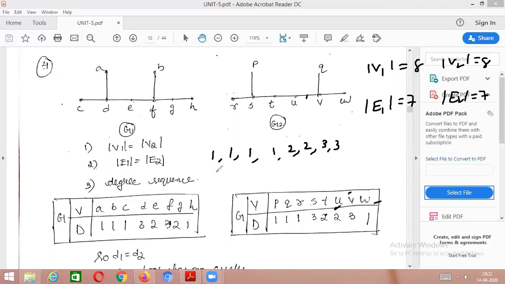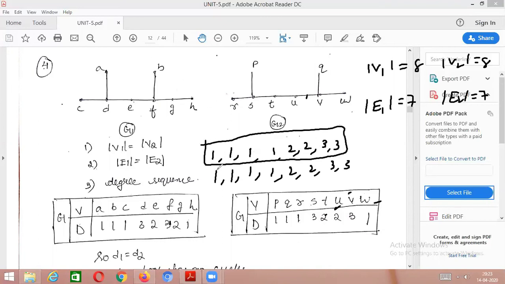Second graph: 1, 1, 1. Here also 1. Next 2, 2, 2, 2. Next 3, 3. If you get any doubt whether the number of edges and degrees are the same or not, you check like this. You write the degree sequence in ascending order. Are both sequences the same? Therefore, the degree sequence is the same.